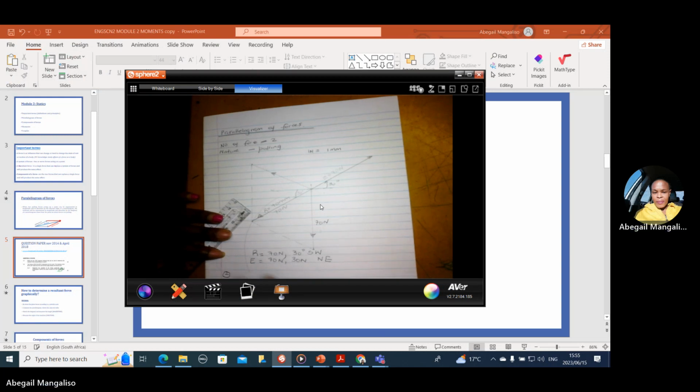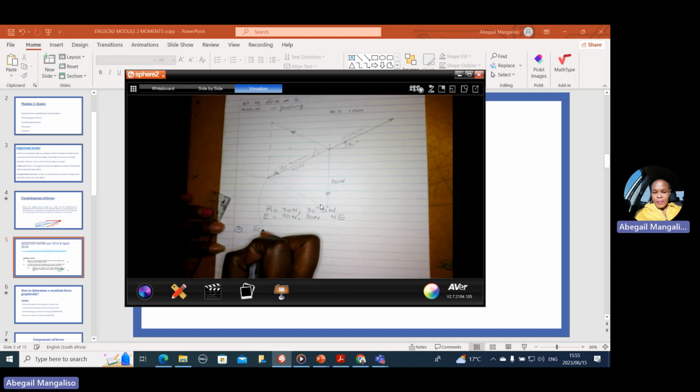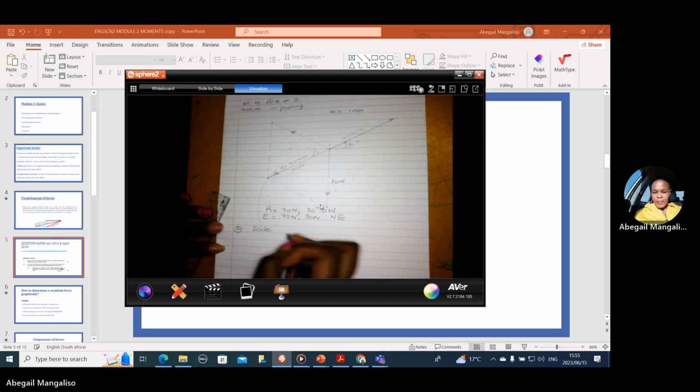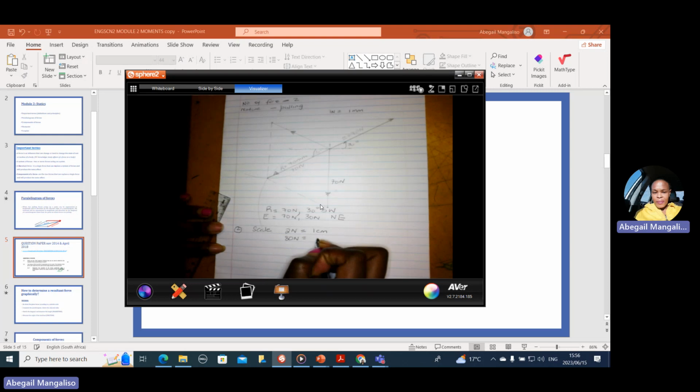To have the scale for this question, the scale can be 2 newtons equal to 1 centimeter. So if you want to calculate 80 newtons, it will be equal to X. You cross multiply: X multiplied by 2 newtons will be equal to 80 newtons multiplied by 1 centimeter. You divide both sides by 2 newtons, and you get your answer as 40 centimeters.